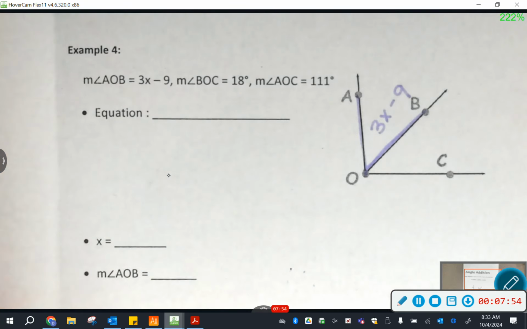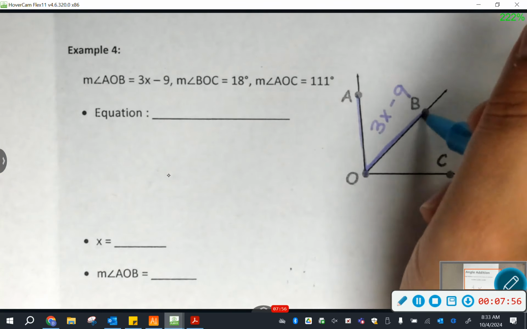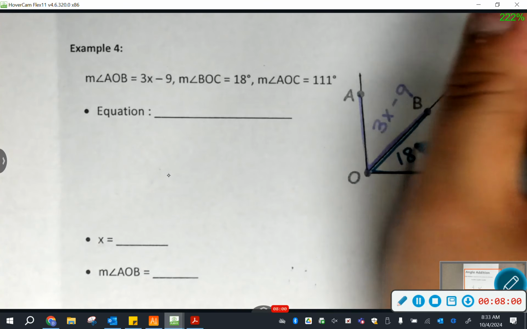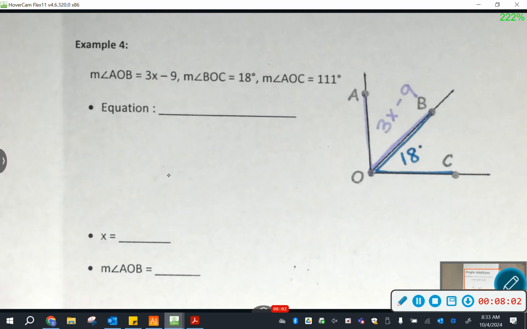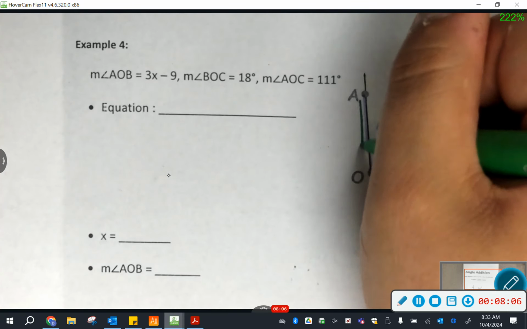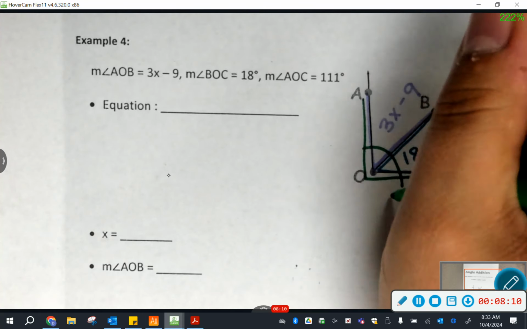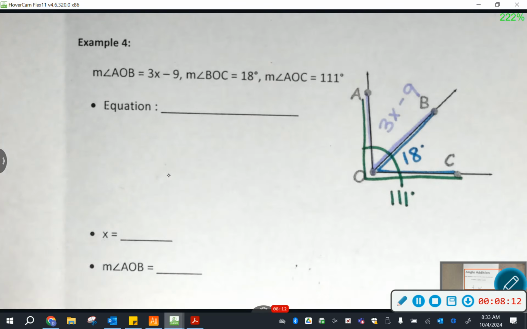BOC is 18. Sorry, Hedda. And AOC is 111 degrees. Can you please fill that out? On your test, you will be getting points for labeling.